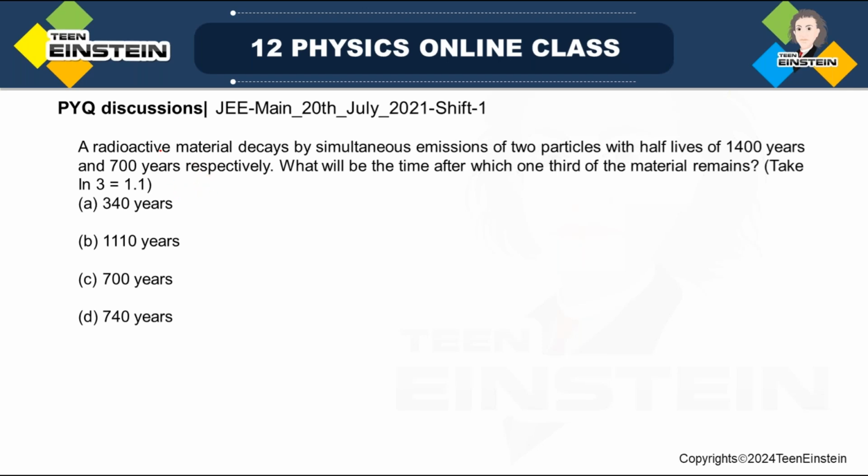Okay, so let us start with this problem. This problem says a radioactive material decays by simultaneous emission of two particles of half-lives 1400 years and 700 years respectively. So these are actually half-lives. T half 1 is 1400 years, and another one, T half 2, is 700 years.